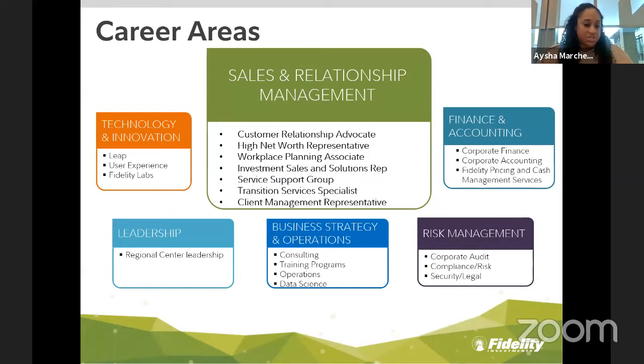The customer relationship advocate role is going to be in our service area or our relationship management area. They are taking inbound calls and really just helping our customers be successful with their financial future. So they discuss a wide range of products and solutions with our customers. As far as our high net worth role, they do a similar role, but are speaking with a different audience. Workplace planning associate is going to be in our sales organization.